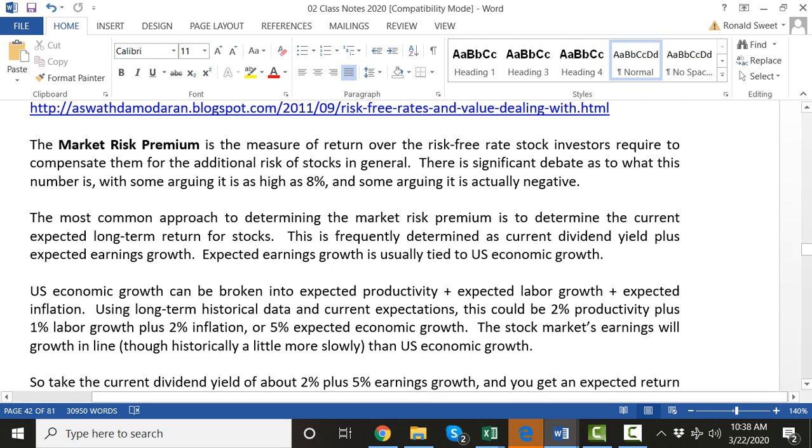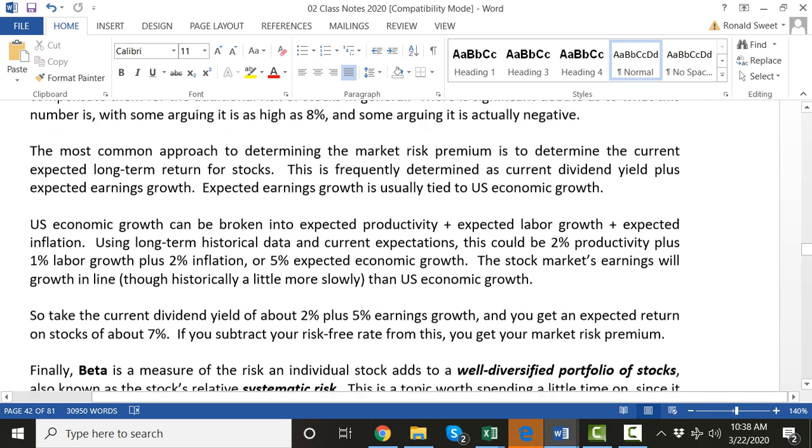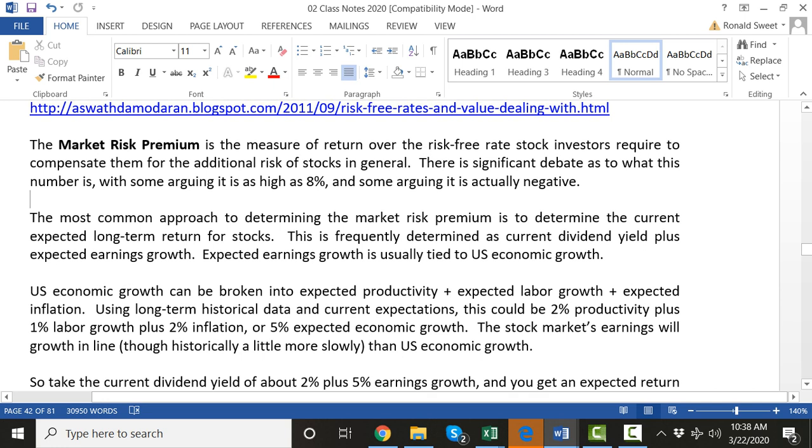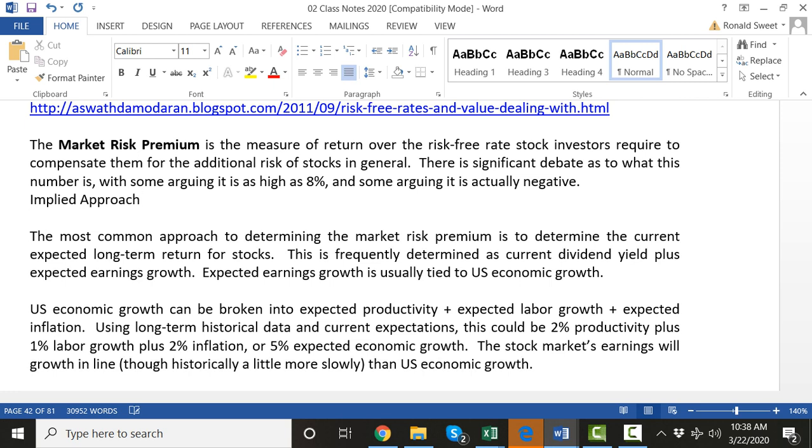So the most common approach to getting the market risk premium is what's known as the implied approach. I don't think I put it in the notes here, which is somewhat unusual. I'm sure I've got it somewhere in here, but it's the implied approach. So let's talk about the implied approach. This will probably be the last thing we'll do in this session.